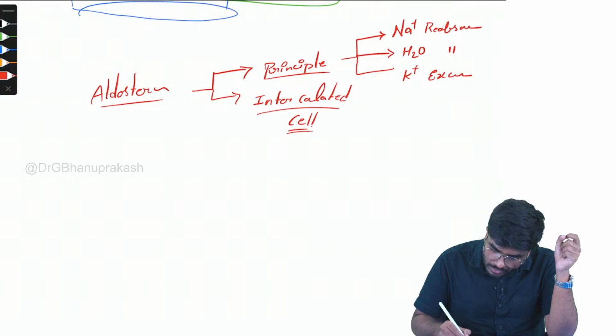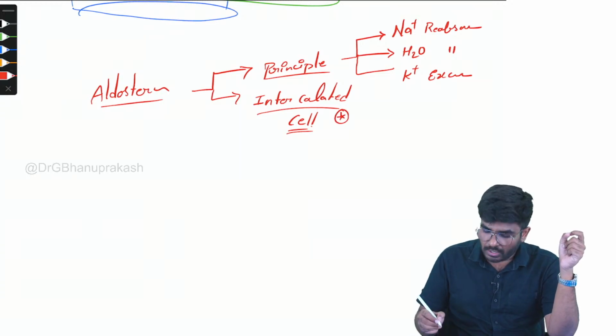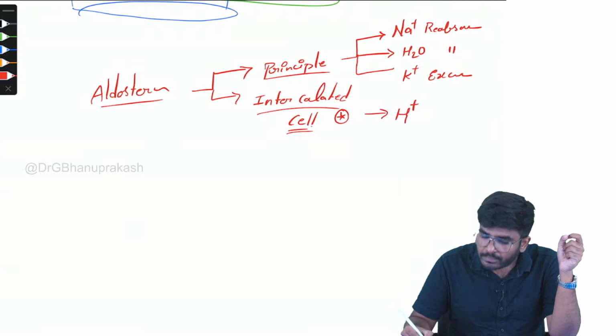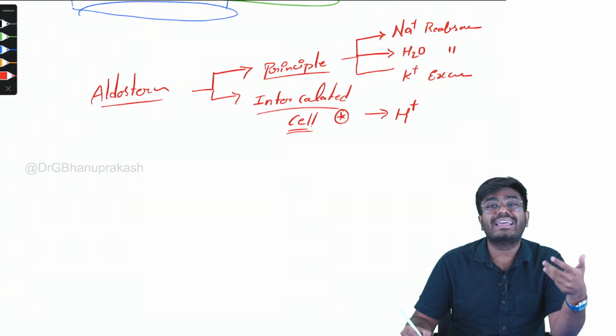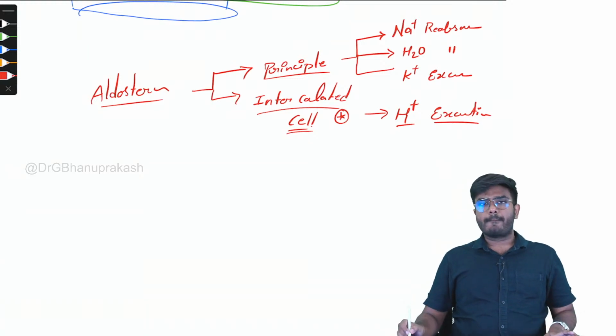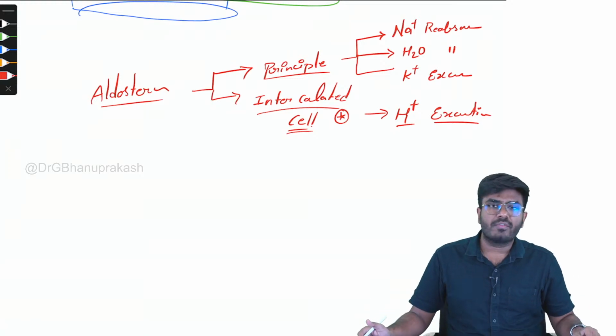Okay, and when aldosterone acts on the alpha intercalated cells, it will cause proton excretion. H plus means protons, protons are the acid. Okay, acid excretion. Now you know all the important functions of aldosterone.